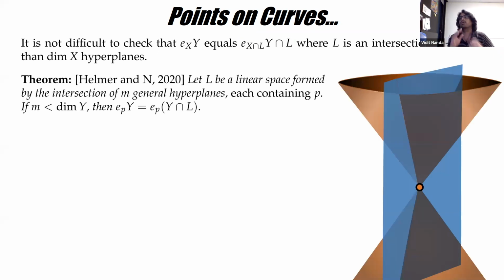So like if you had this cone and you cut it with the blue plane that goes through that point, then the degree of the point on the plane intersect cone would be the same as the degree of the point on the cone. But the new theorem is that if you took as many hyperplanes as any number that's strictly less than the dimension of Y, then EPY is the same as EPY intersect L, which is just saying as long as all those hyperplanes pass through the point P.